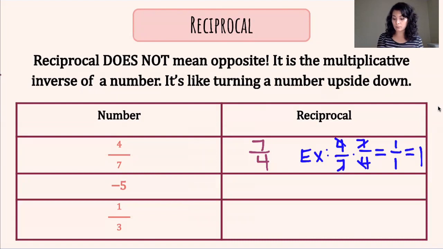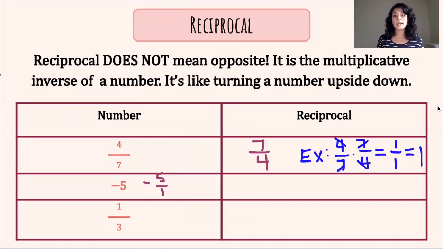That means they are multiplicative inverses. Let's take a look at the next number. It's an integer, so it's not a fraction, but I can make it look like one by giving it a denominator of 1. You can do this with any integer. When I do this, it's very clear now what the numerator and denominator are, so it's a little easier to flip the number upside down.